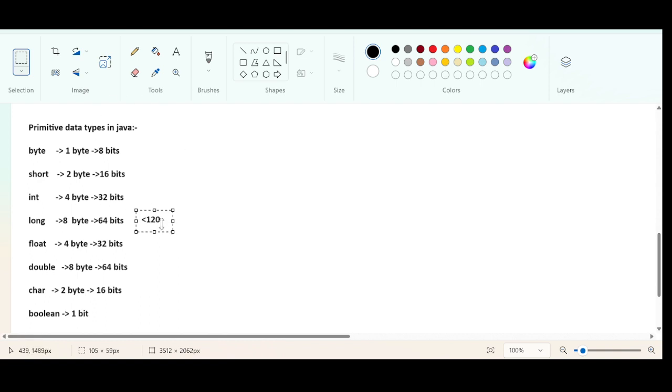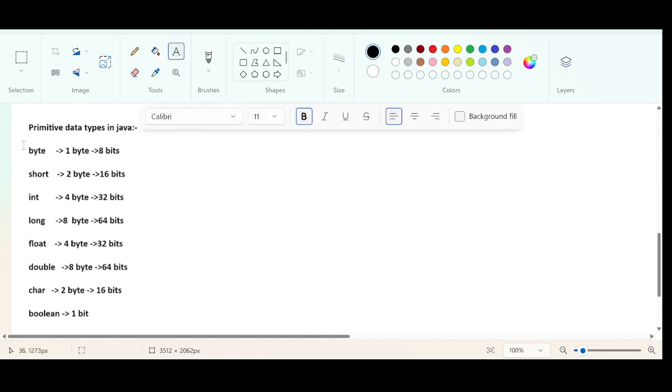That's why in Java they have differentiated and defined the data types in these 8 subcategories. If you have a small amount of data, go for byte. If you feel that the data you are going to store is a little bigger than byte, go for short. If it is bigger than short, go for int. If it is bigger than int, go for long, right?